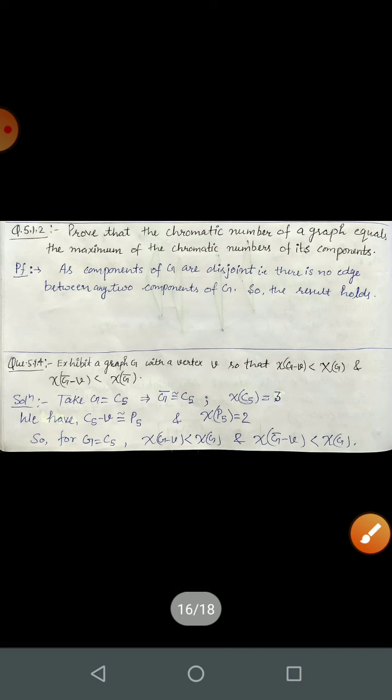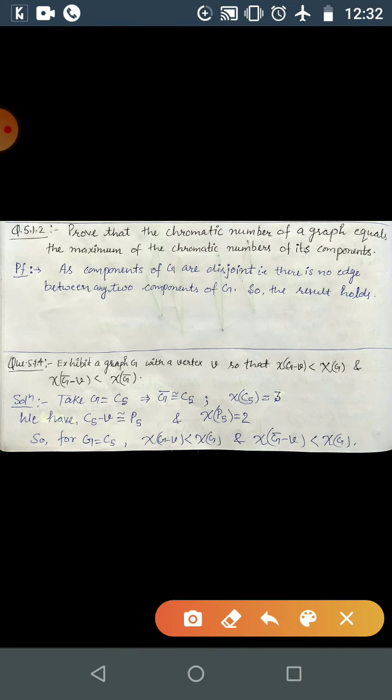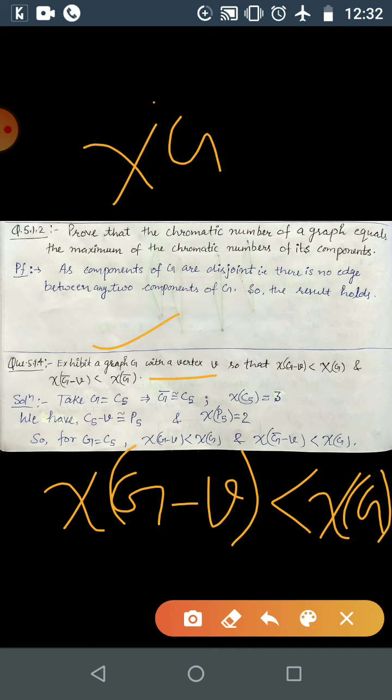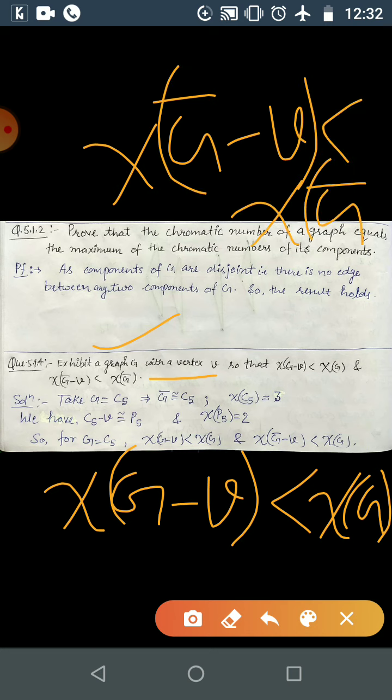Now come to question number 4. You have to exhibit a graph, give a graph with a vertex v, so that the chromatic number of G minus v, if you exclude this vertex from G, is strictly less than the chromatic number of G. And the chromatic number of G complement minus v is strictly less than the chromatic number of G complement. You need to give some graph like this. So G minus v would be strictly less than G.